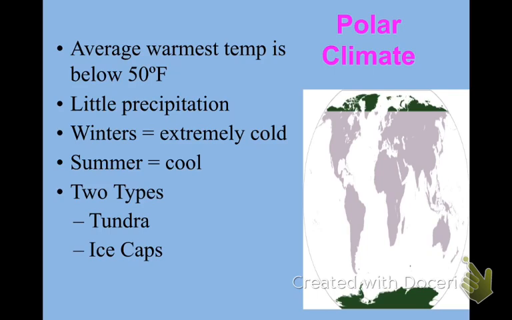There are 2 types of polar climates. One we call the tundra, which we'll look at a little while later, and the other is called ice caps. The ice caps are just plain ice. The tundra is going to have a lot of snow and just be a lot colder. So that's all for Köppen's climate systems.